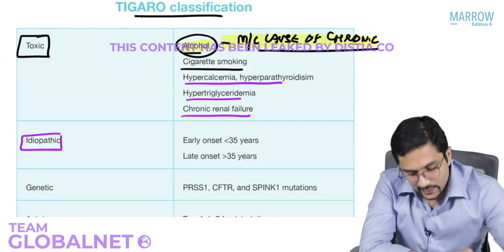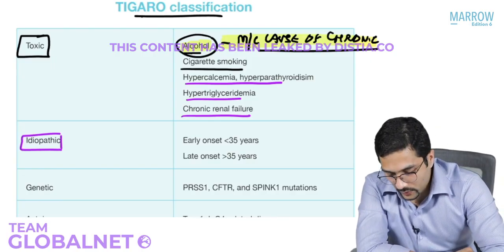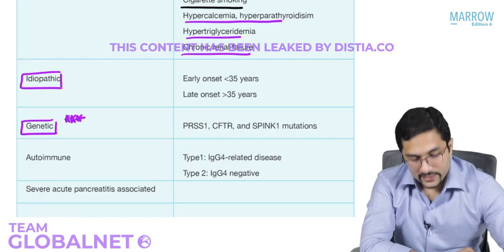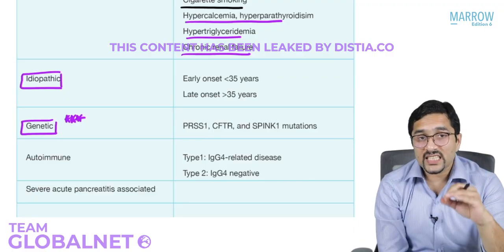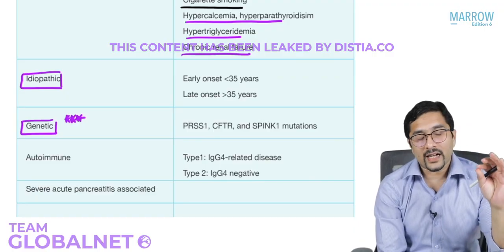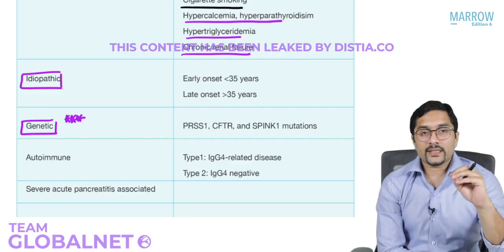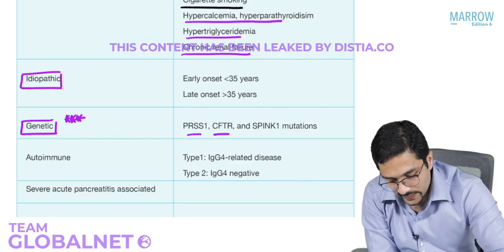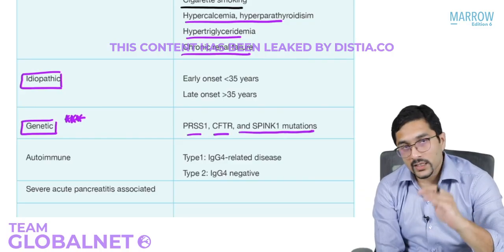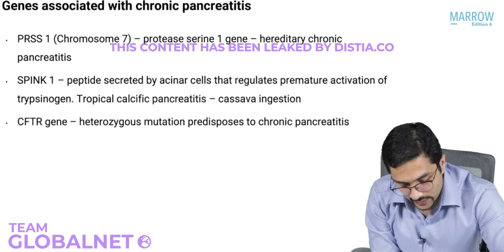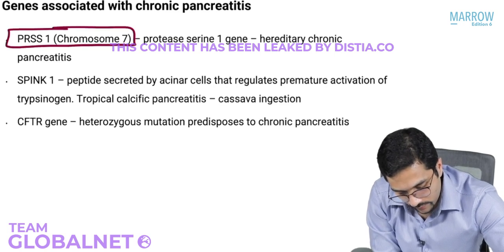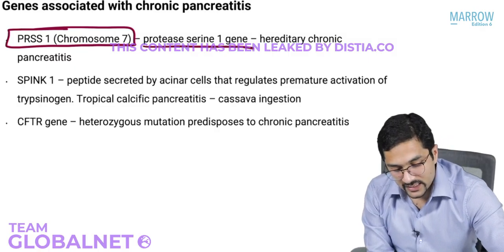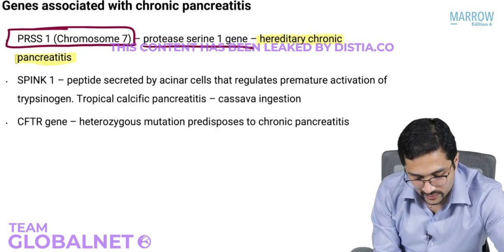It can be idiopathic, early onset or late onset. The cutoff is 35 years. There can be genetic factors, and this is very important. In the next slide, I'll talk about the genes which are associated with chronic pancreatitis. And in multiple central institute exams, these genes have been asked. Okay, these are the PRSS, CFTR, and the SPINK1 genes. And PRSS1 gene, very important, is on chromosome 1. This is your protease serine 1 gene, and this is linked with hereditary chronic pancreatitis.